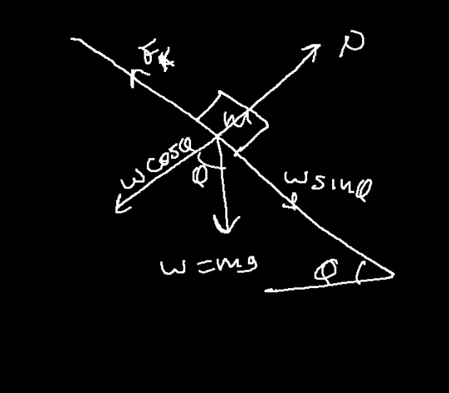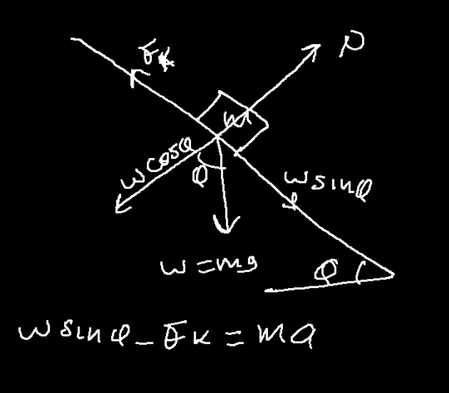So it will be acting against the direction of the motion. According to Newton's second law of motion, the forces responsible for the motion are the ones acting in the axis of motion. We have the weight sin theta, which is acting in the direction of the motion, minus Fk, the kinetic friction force, equal to mass times acceleration.